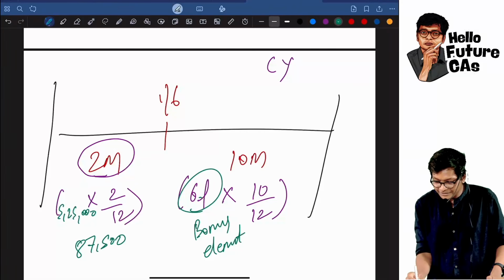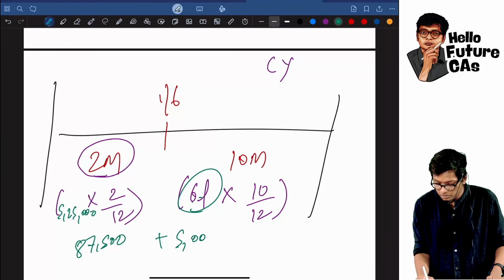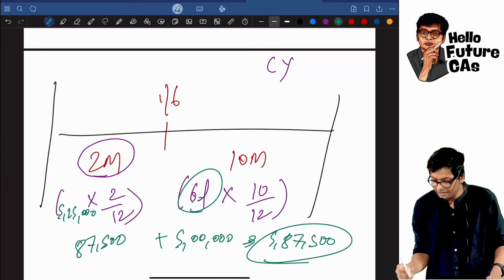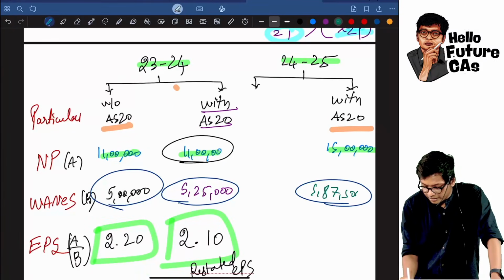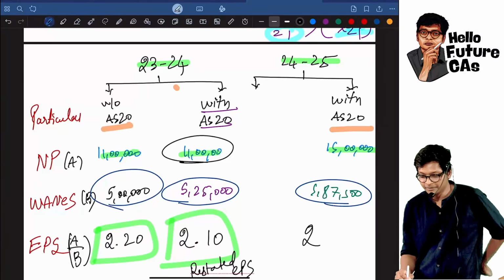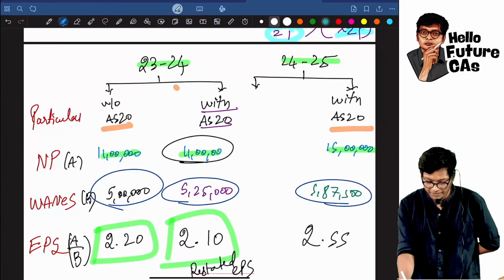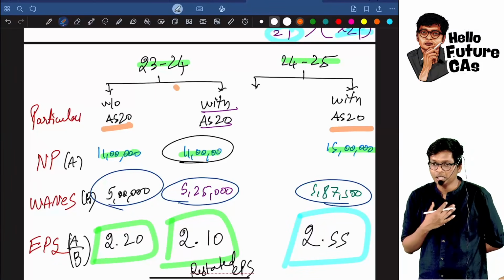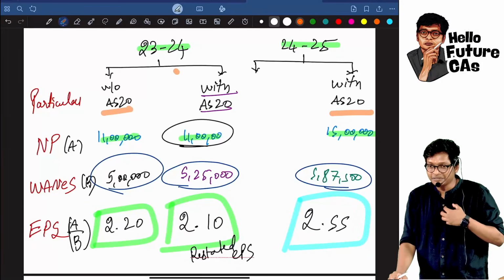So 5 lakh 25 into 2 by 12, how much are you getting? 87,500. Plus 6 lakhs into 10 by 12, which is 5 lakhs. So the revised figure is 5 lakh 87,500, the value I will take. Go and put it over here. 5 lakh 87,500. How much EPS are you getting, guys? 2 point something again. 2.55 is what you will get as the answer. Are you following, guys? That means in the sum of rights, I didn't do any adjustment for rights, I did adjustment for bonus.